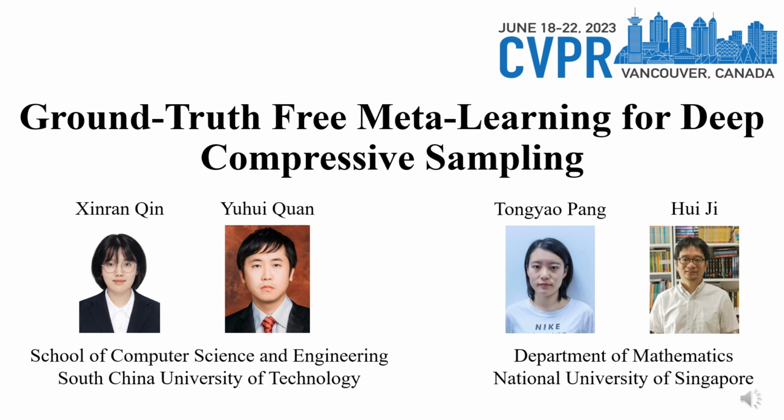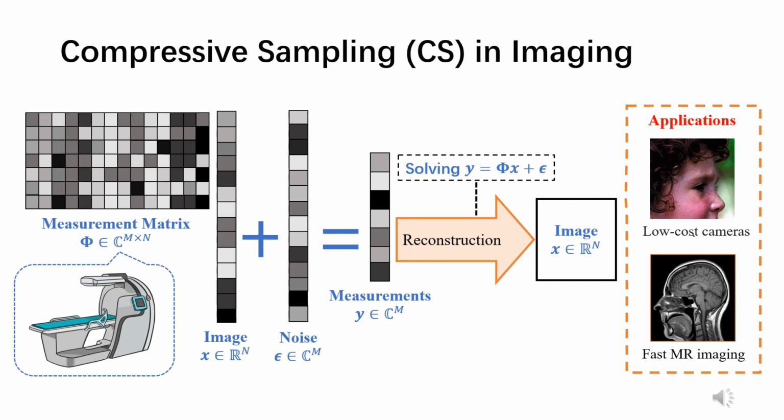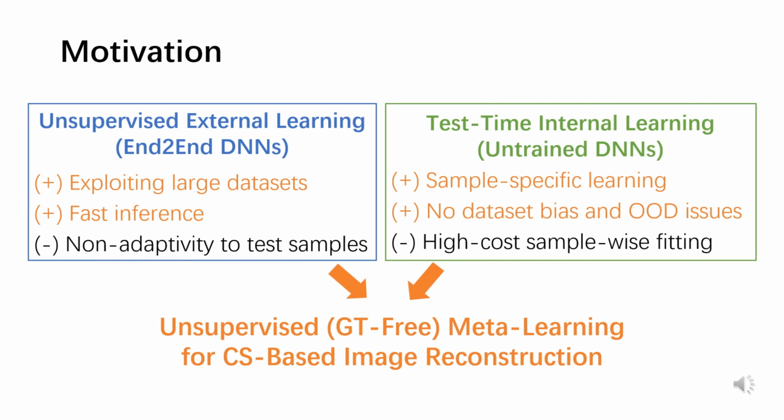Welcome to our talk on our CVPR paper, Ground Truth-Free Meta-Learning for Deep Compressive Sampling. Compressive sampling, CS, is a popular technique for imaging. Recently, an increasing attention is paid to the unsupervised training of deep networks for CS image reconstruction. The unsupervised external learning and test-time internal learning approaches have their pros and cons. Thus, we develop an unsupervised meta-learning approach to marry their advantages.